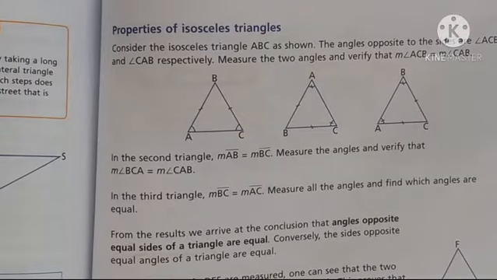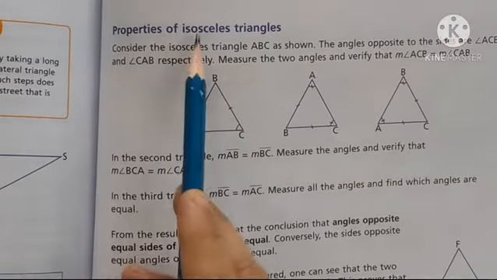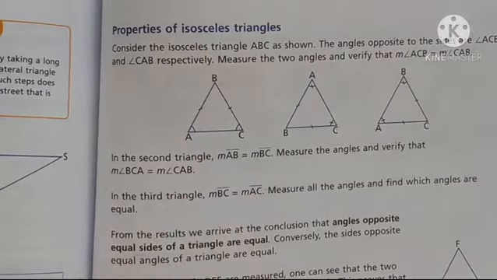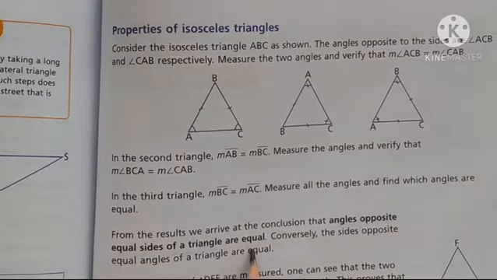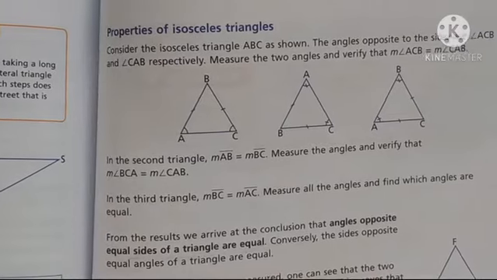Okay. There is another property of isosceles triangles. So, angles opposite equal sides of a triangle are equal. Clear? These are the properties of triangles.